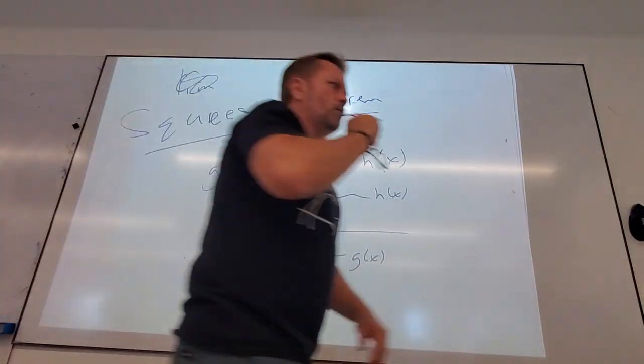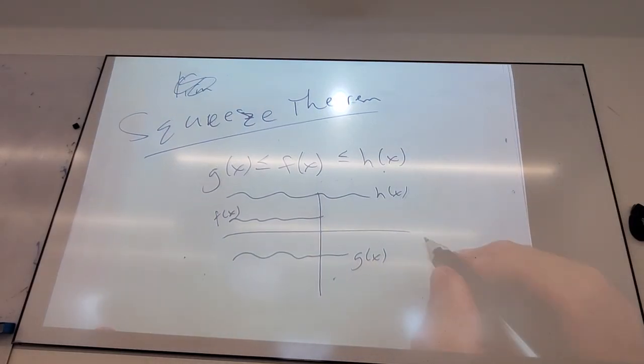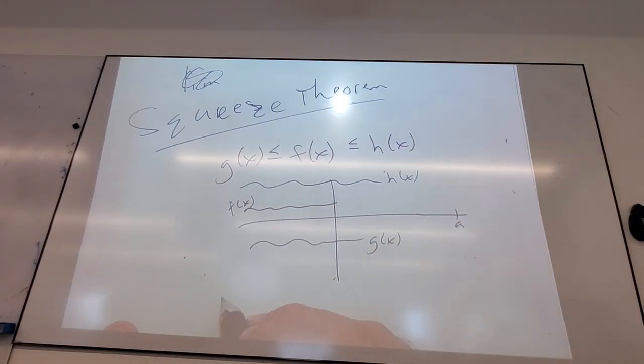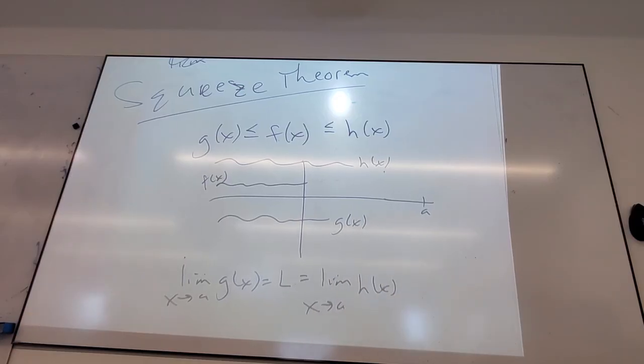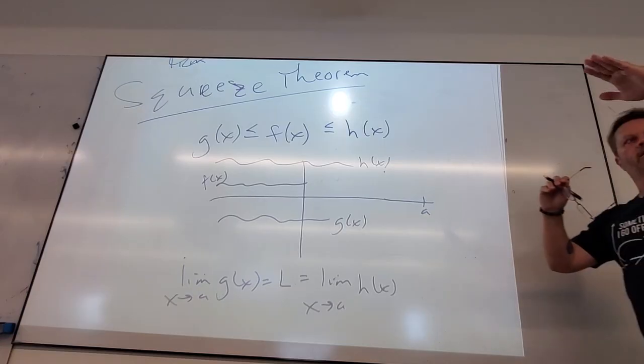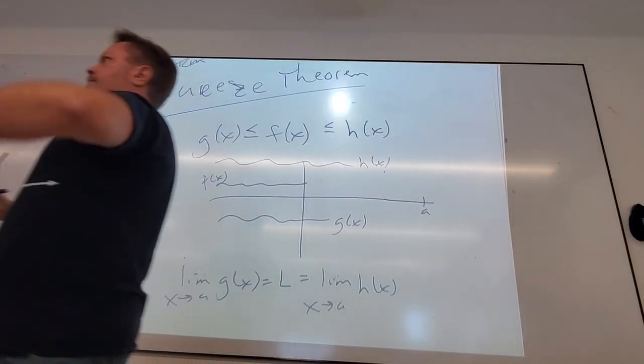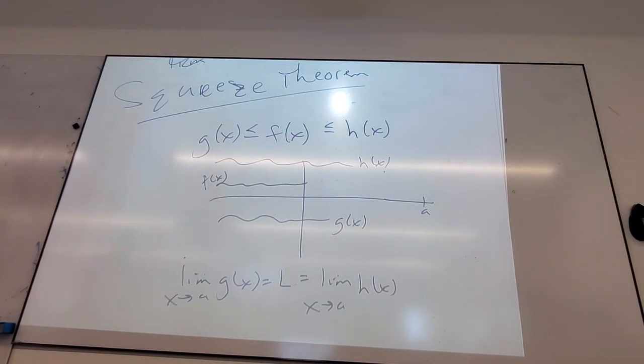So here's the idea of the squeeze theorem. What if, at point a, the limit as x goes to a of g of x equals L, and that is equal to the limit as x goes to a of h of x? So g of x goes to L and h of x goes to L. It all goes to L. Does that say anything about what f has to do? Do we know anything about the limit as x goes to a of f?